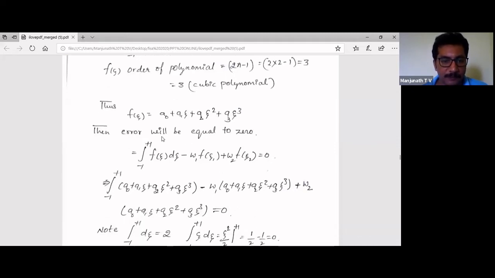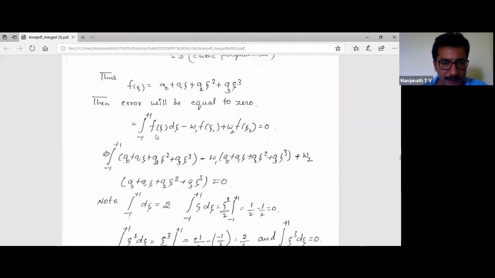If you consider the conventional method, the Gauss integral, varying from -1 to +1, the integral of -1 to +1 f of zeta d zeta, minus the Gauss quadrature formula for 2 sampling points, that is w1 f of zeta 1 plus w2 f of zeta 2, is equal to 0. Whatever the difference of the two methods, it must be equal to 0, because we need to get the same answer from both methods, so there will be no difference.